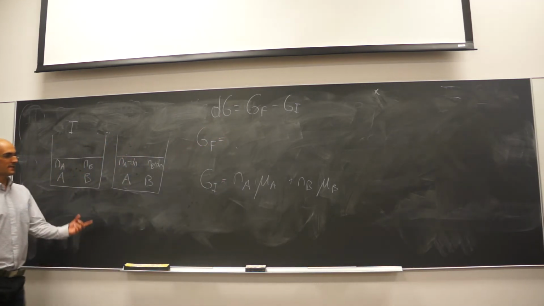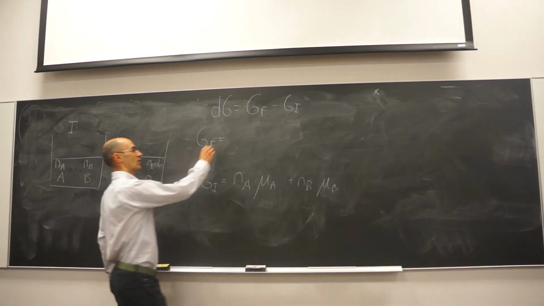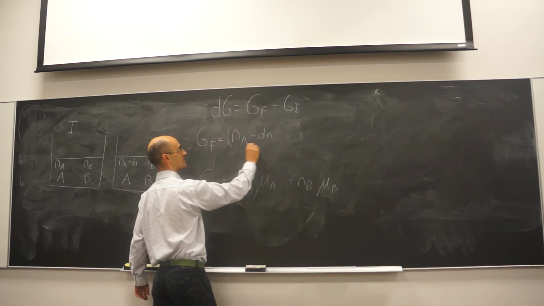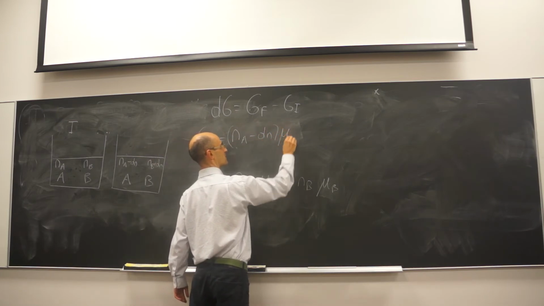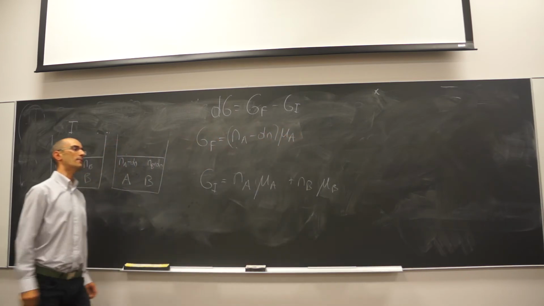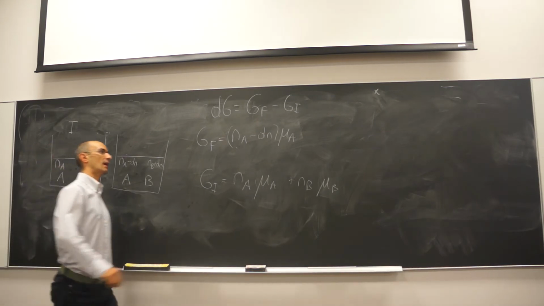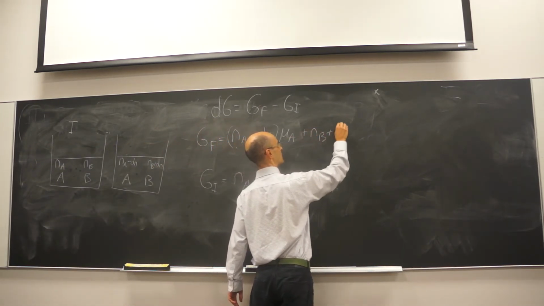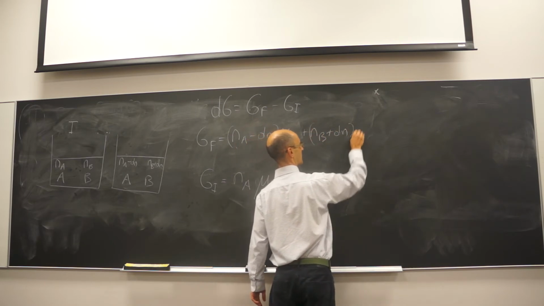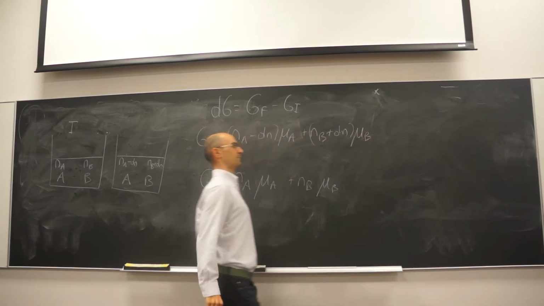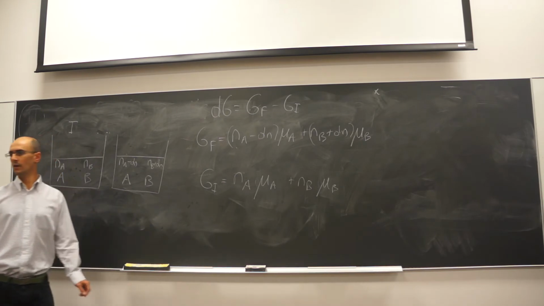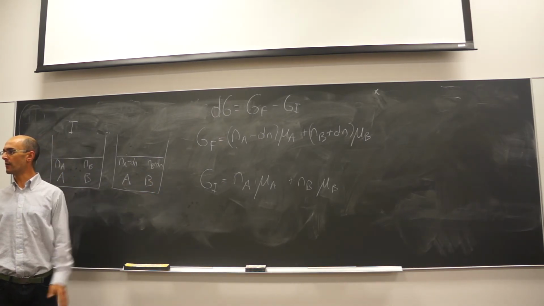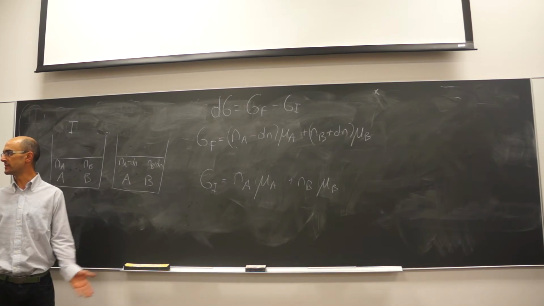At the end, the number of moles that you have is now going to be N of A minus a tiny little bit that has reacted to B, times the chemical potential of A. And the contribution of B is going to be N sub B plus differential of N times the chemical potential of B. We just have to take the difference between those two values, and then we'll figure out what the change in Gibbs energy is.